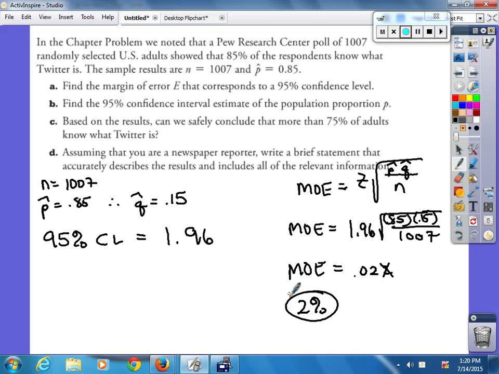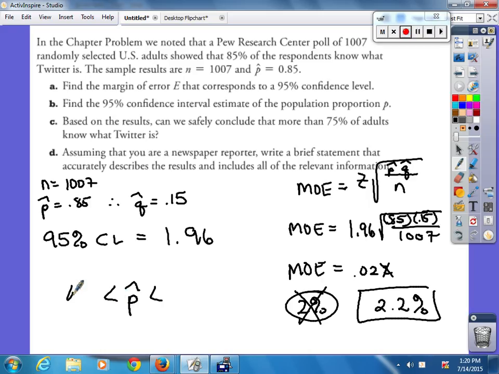But in this case, it's 2.2 what? Percent. Okay, I was showing you the 2% just to give you something, but in our problem it's 2.2%. So, P hat is going to be between 82.8% and 87.2%. Somebody check me. That's your confidence interval.